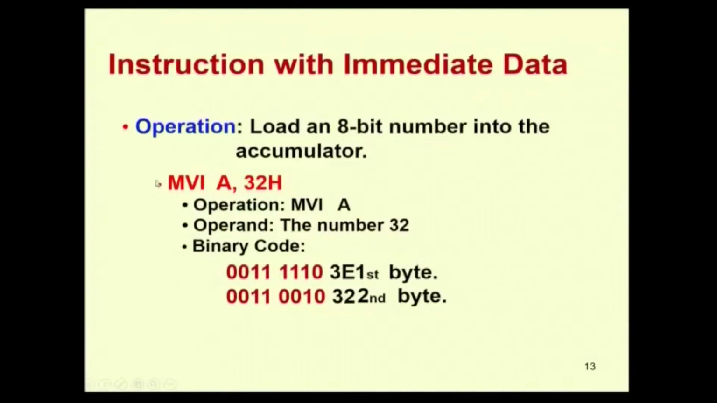So, move immediate A. When it goes inside the microprocessor, it goes as 3E 32. Of course, it will be loaded as 0 0 1 1 1 1 1 0, that represents 3E, the opcode for move immediate A, and then the data 32, 0 0 1 1 and 0 0 1 0. So, this is the actual machine code that goes into the memory of the microprocessor.